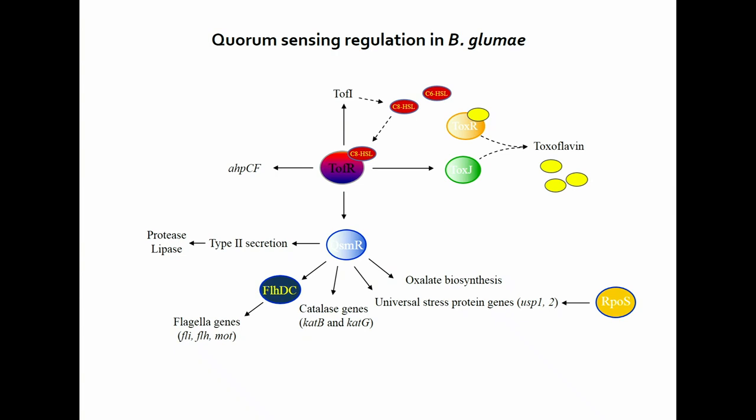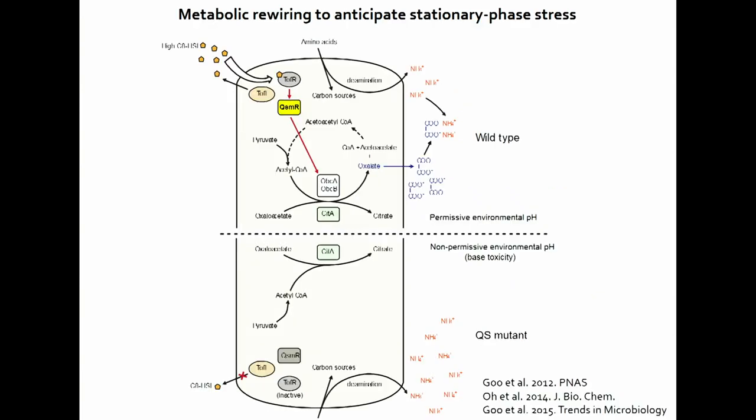TofR and C8HSL also activate QsmR. QsmR is a transcription activator which belongs to the IclR homologs. This QsmR activates many different kinds of genes, for example type 2 secretion and FlhDC. FlhDC is the transcriptional regulator for flagella biosynthesis, and also catalase genes, oxalate biosynthesis and USP genes. So this is another introduction about Burkholderia glumae quorum sensing.